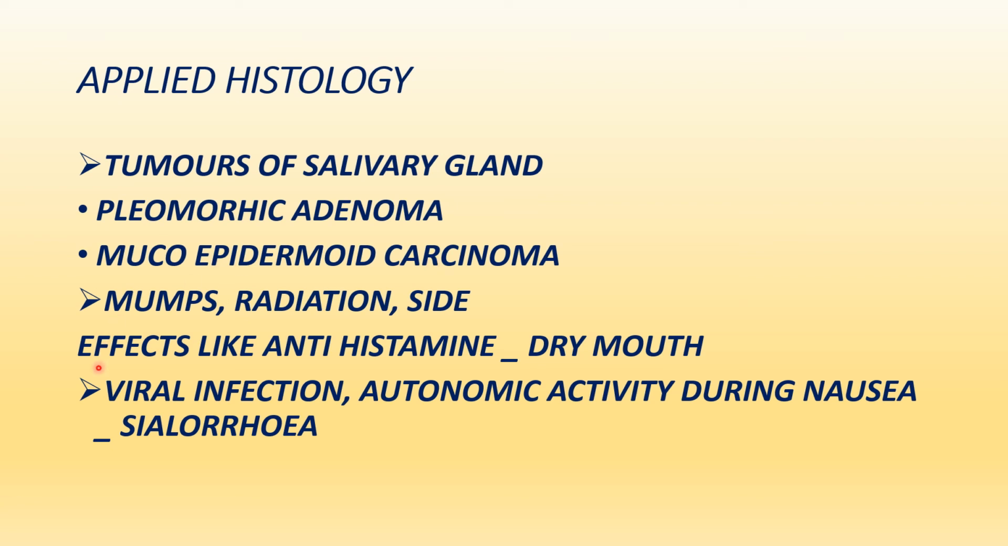And next are viral infections like rabies infection. And then apart from that, when there is nausea, the autonomic activity will be stimulated and there will be increased production of the saliva. So this increased production of the saliva, we call it sialorrhea.